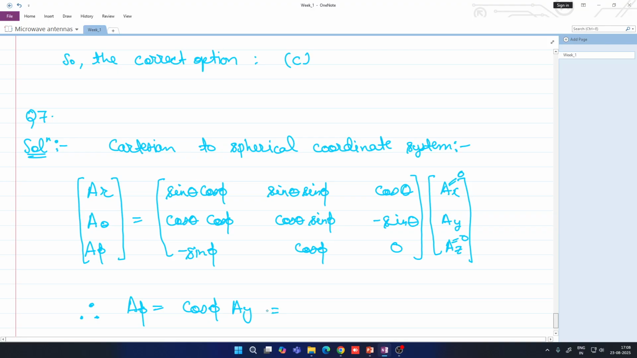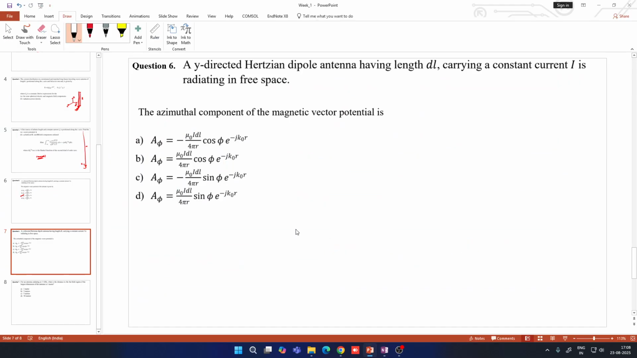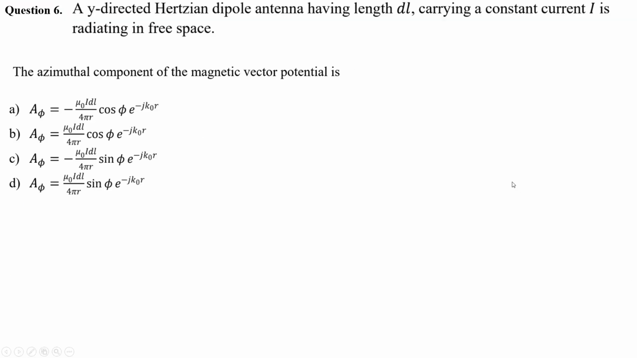So now we know what Ay is. We have calculated in question number 6 that Ay was mu naught I dL by 4 pi r cos phi into e to the power minus j k naught r. Now we will match it with the given options. If we see, option B is correct. A phi is equal to mu naught I dL by 4 pi r cos phi e to the power minus j k naught r. So here the correct option is option B.